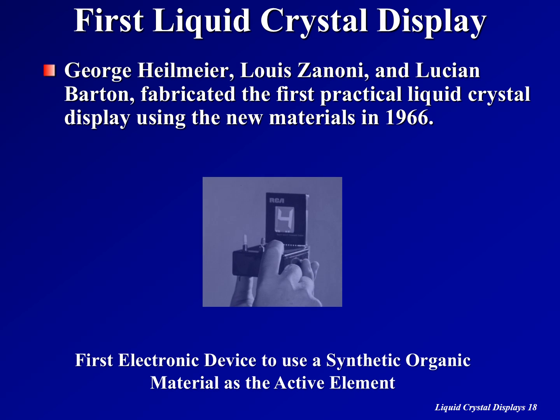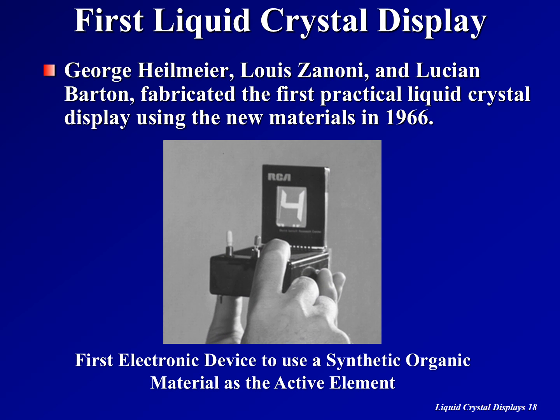Once liquid crystals with broad temperature ranges were developed, it was possible to build the first practical liquid crystal displays. This was accomplished in 1966 when George Heilmeyer, Louis Zanoni, and Lucian Barton fabricated the first liquid crystal display using the new materials. It is believed to be the first electronic device to use a synthetic organic material as the active element.